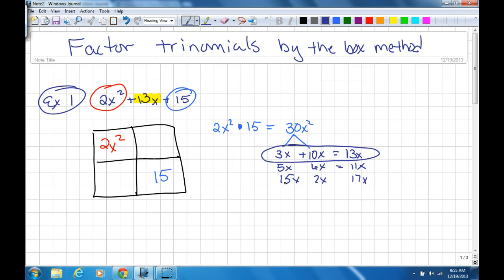Now that I found my 2 factors that add up to be 13x, I need to put them in the box here, and it doesn't matter what corner you put them in. So, I'm going to put 3x here and 10x here. If you guys reverse these, that's not a big deal. It still turns out okay.